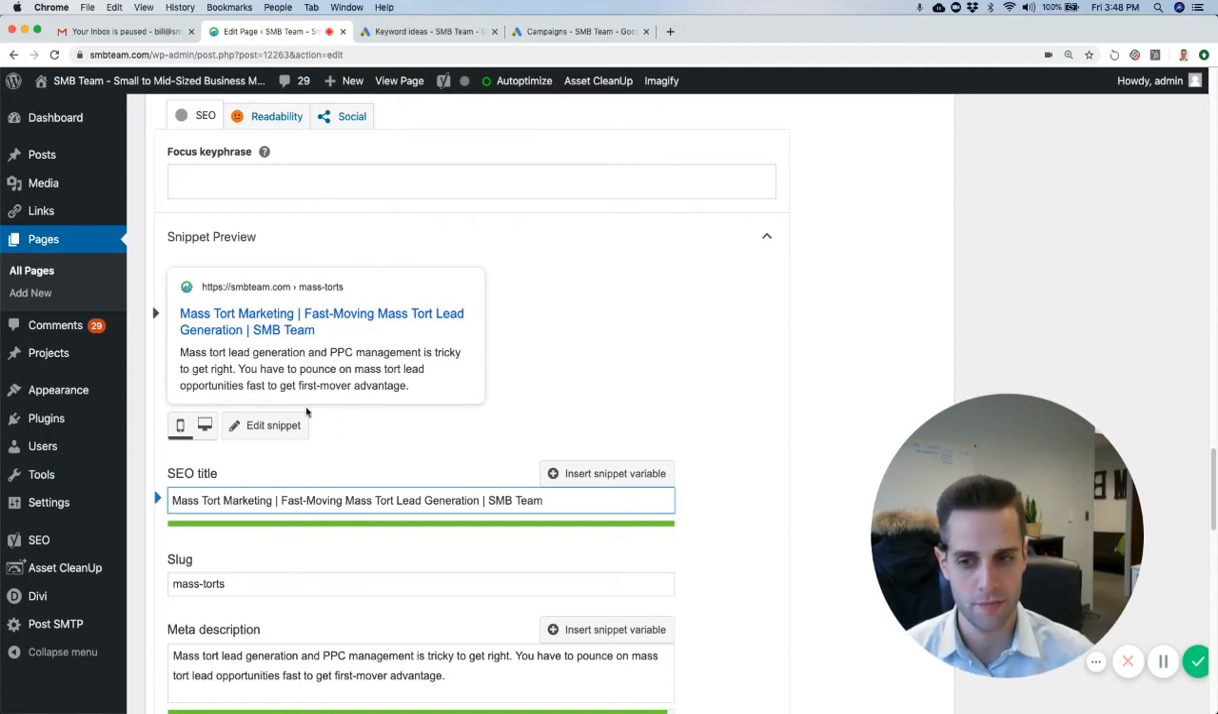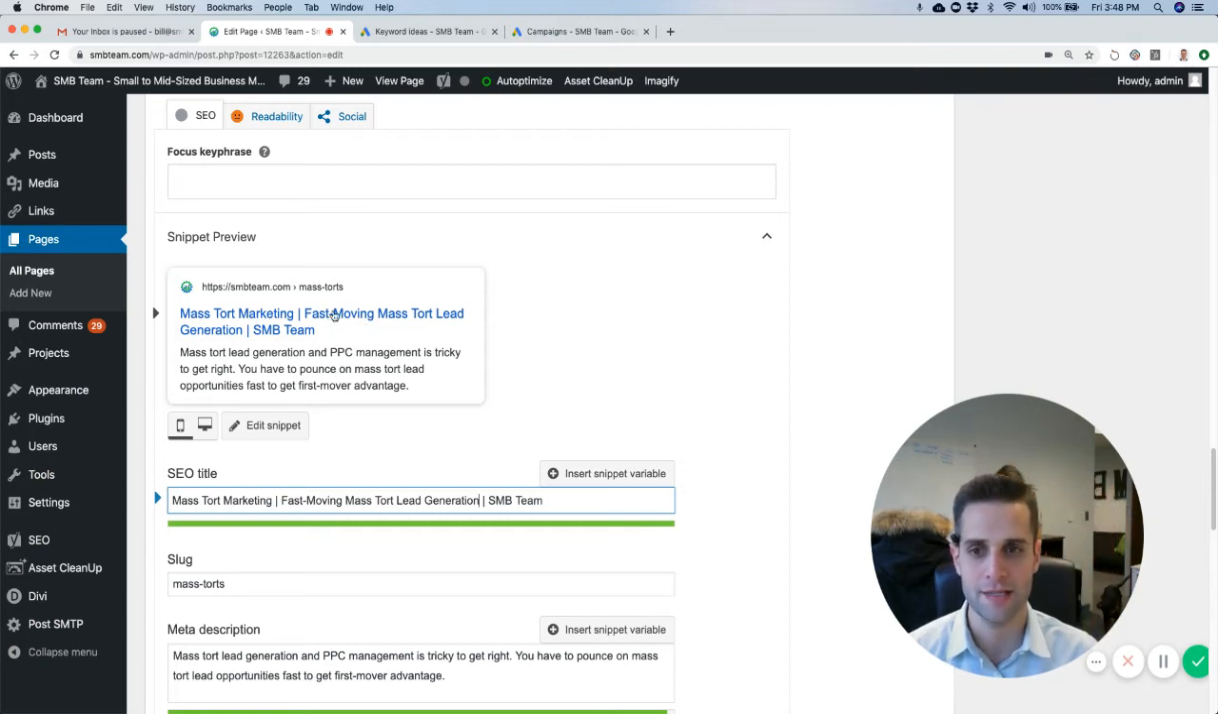Only a small percentage of people are ever going to read the description text. The meta description text is more important from a keyword perspective. The meta title text is more important from a you perspective. Make the person seeing that SEO listing feel like you get them, right? So I said fast moving mass tort lead generation here, because I've already gotten my main keyword out of the way. Now, why am I saying fast moving mass tort lead generation?